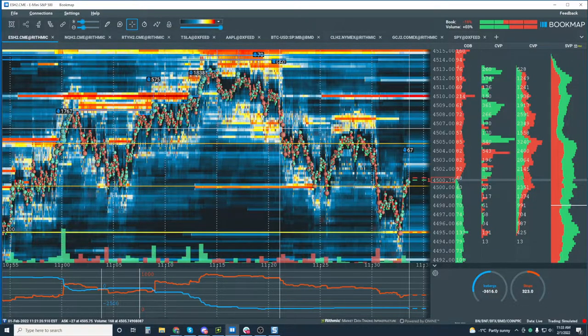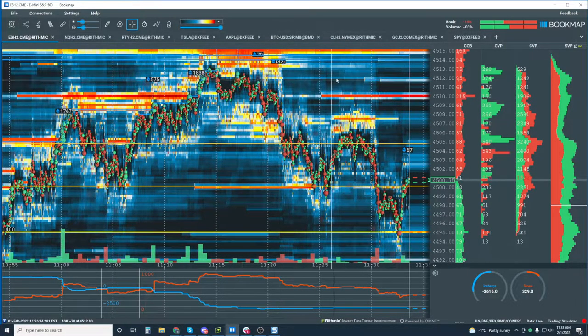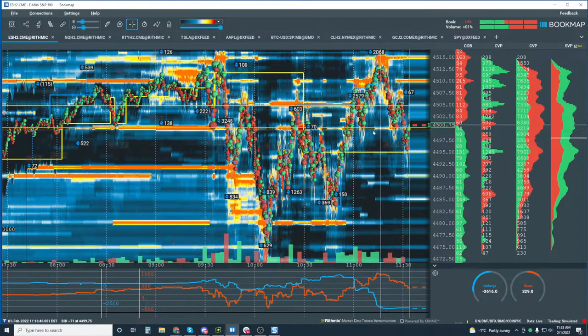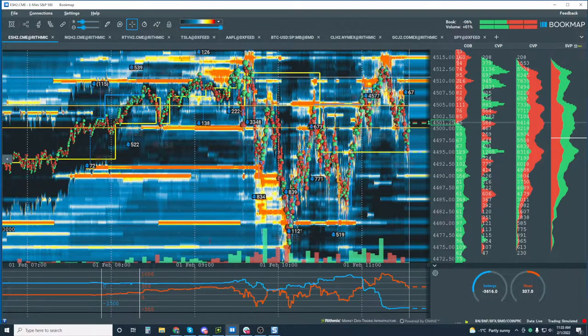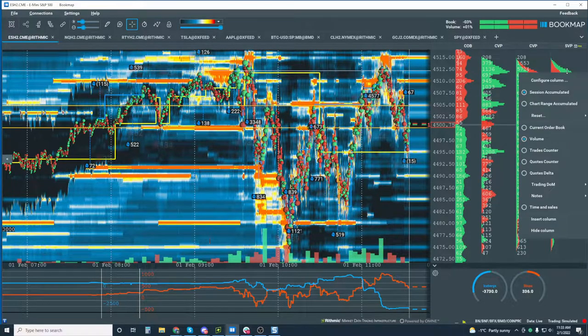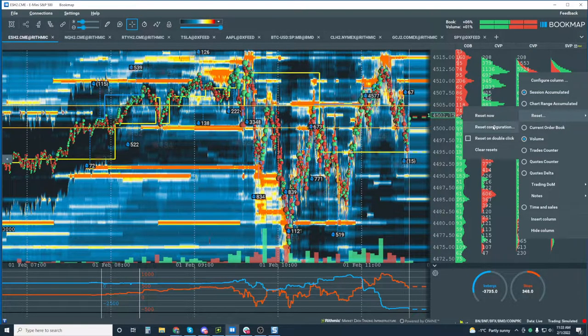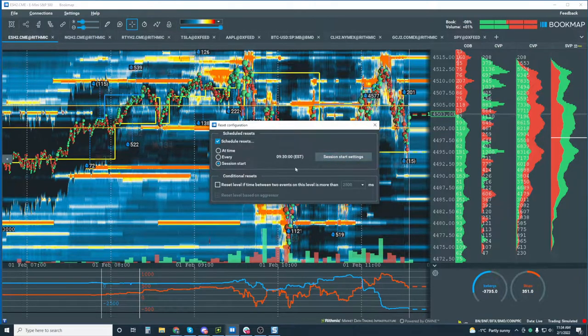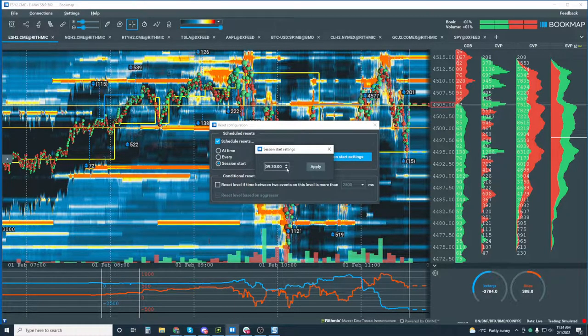The POC is also going to be different, Alec. I don't know if they have it. I think they do, though. You can reset the POC. This is the way to get a very similar POC. Go into an SVP column. You have to have an SVP column. Right-click in it and go to reset, and then reset configuration. Then we're going to put in the session time here at 9:30. Then we should be looking at the same. If you had opened your Bookmap before 9:30, and you have this reset on here for 9:30, then it should equal what I have here. Okay.